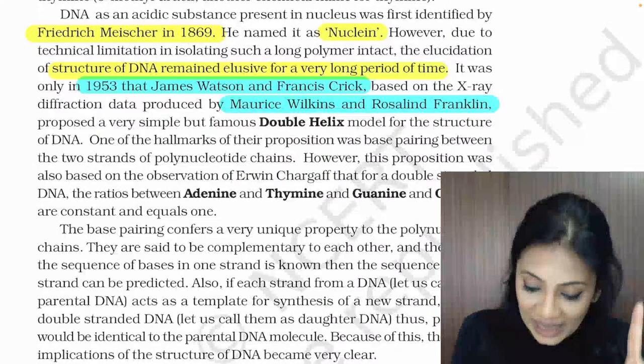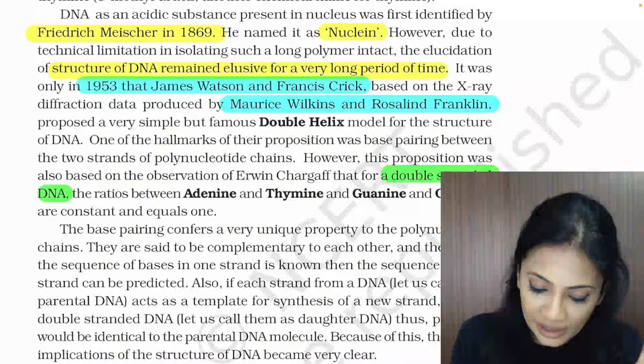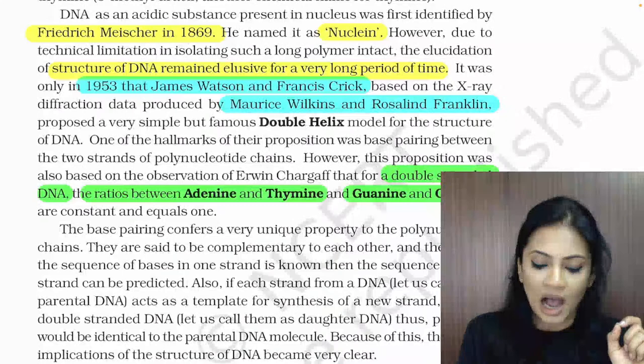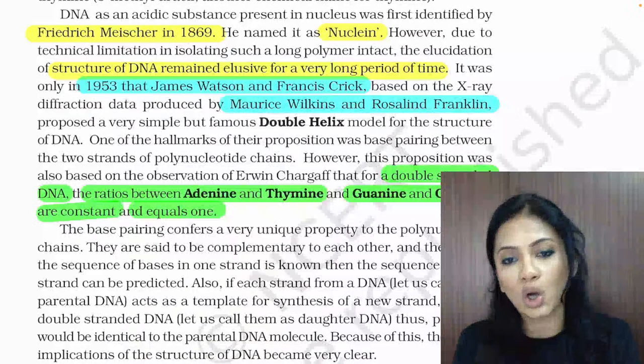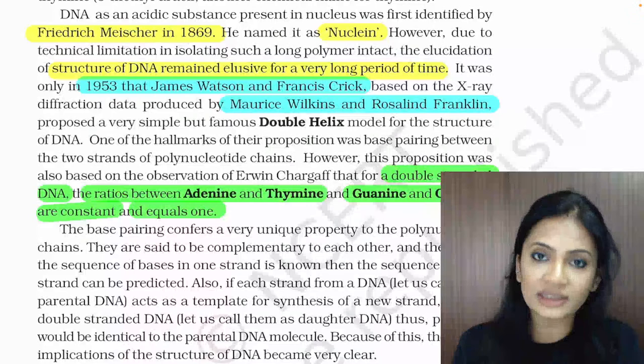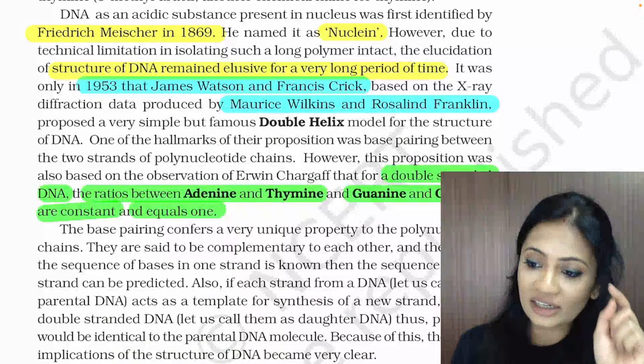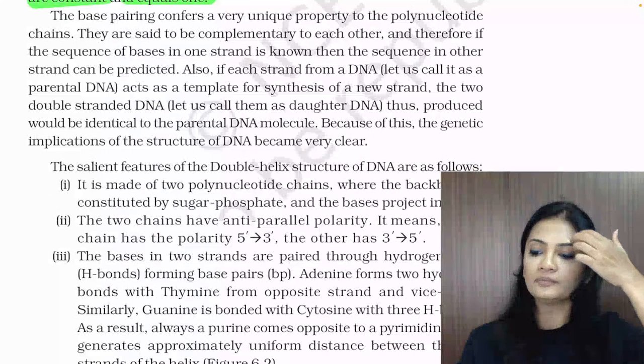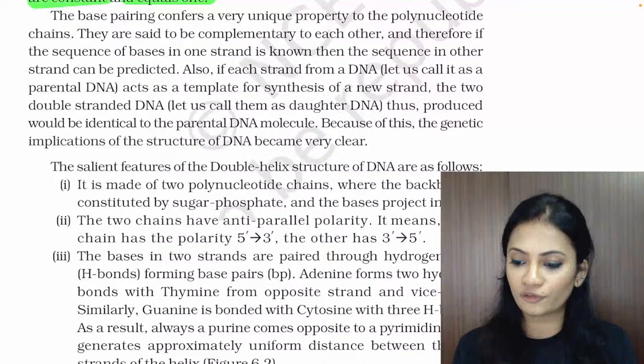That for a double-stranded DNA, the ratios between adenine and thymine and guanine and cytosine are constant and equal 1. The ratios also equal 1 for a DNA double-stranded molecule. If the ratios do not equal 1, if the ratios are not constant, if MCQs come like that, you will say it is not a double-stranded DNA, it will be a single-stranded DNA molecule. Alright? Yes, everyone? It will be a single-stranded. Perfect, Nishtha. Excellent, kids. Alright.